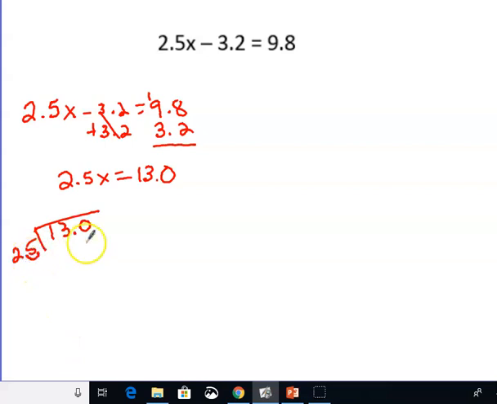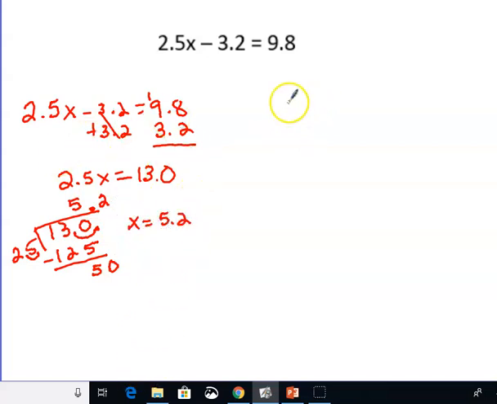You want to move the decimal over one time, a rule you learned a long time ago. 25 will go into 130 5 times. 5 times 25 is 125. Subtract. Bring down a 0. 25 will go into 52 2 times. So x equals 5.2.